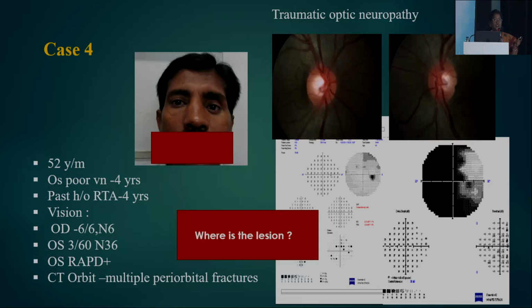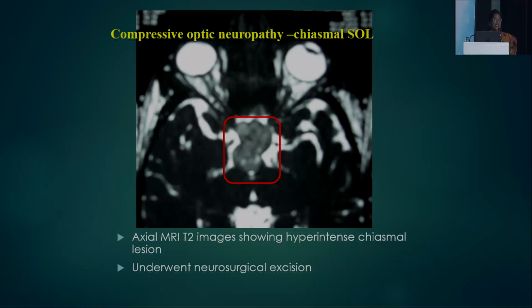So this patient had a CT orbit. Unfortunately, they did not extend the cuts to the brain, and when we repeated it on an MRI, it showed a significant sellar mass, which was the cause for the vision drop. So what you saw in that patient is that he had a combination of causes.